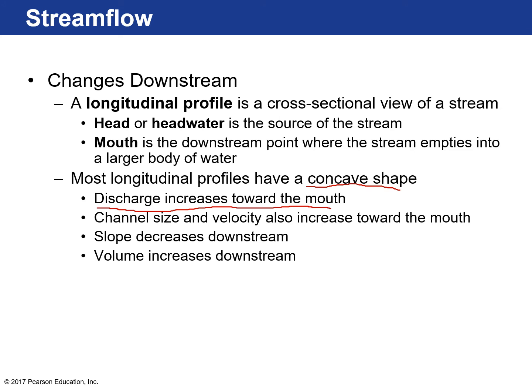It's kind of like a bottleneck idea where the water slightly slows down in velocity, and then more water is being collected from all the contributing streams into the main river, and so there's a larger volume of water flowing at the mouth of the river. The channel size and velocity also increase towards the mouth because of that increase in discharge. However, the slope decreases, so the gradient decreases, and the volume of water increases downstream.